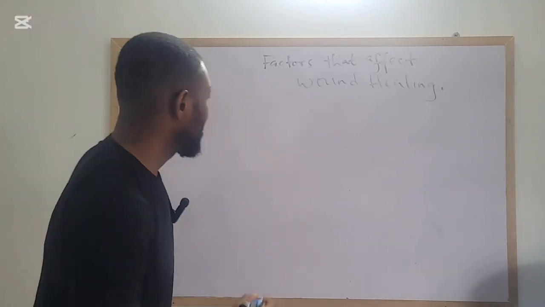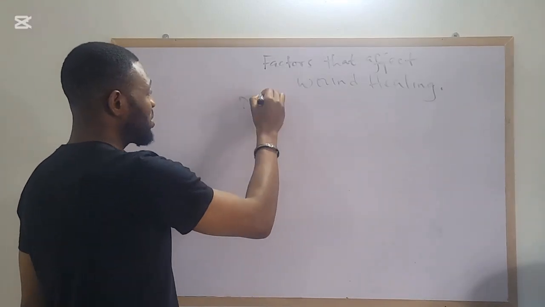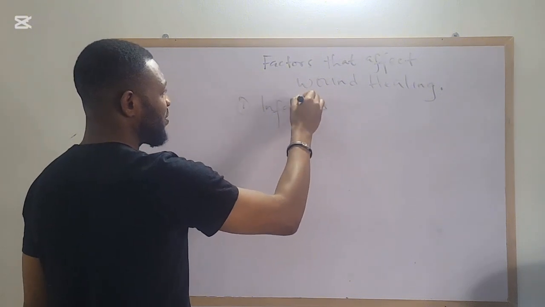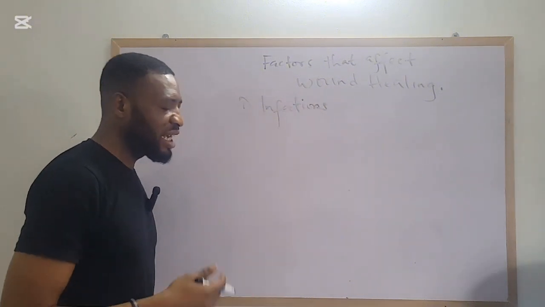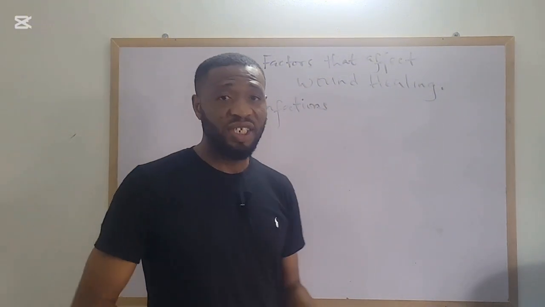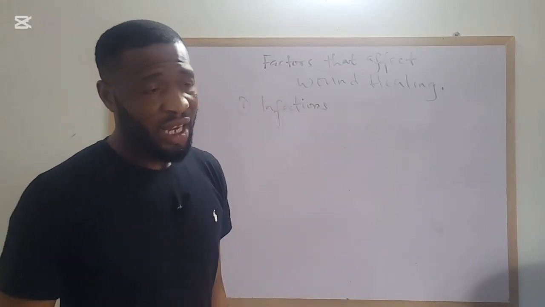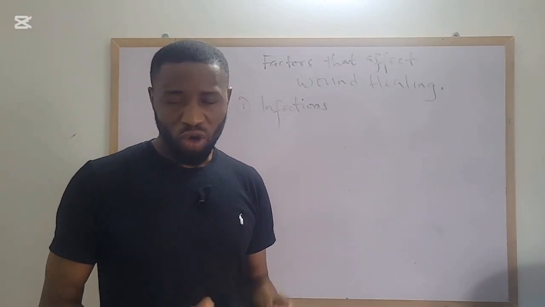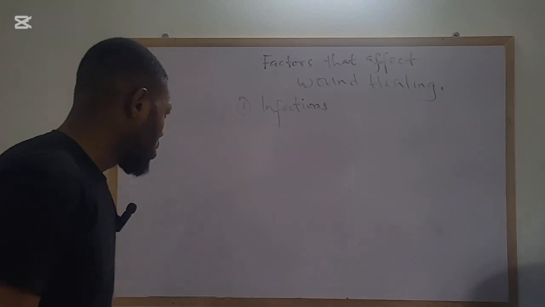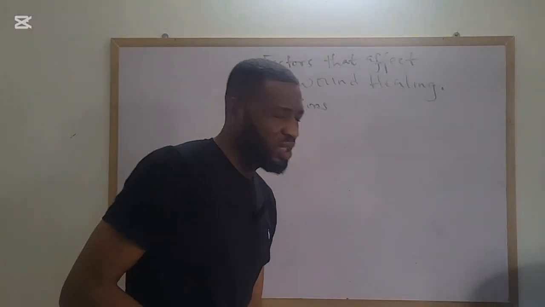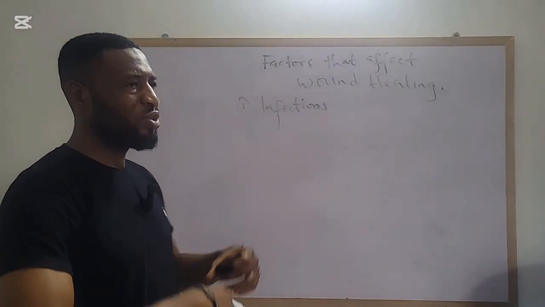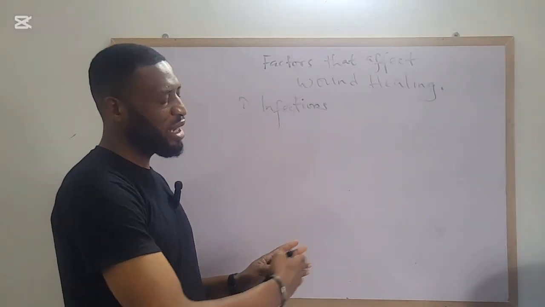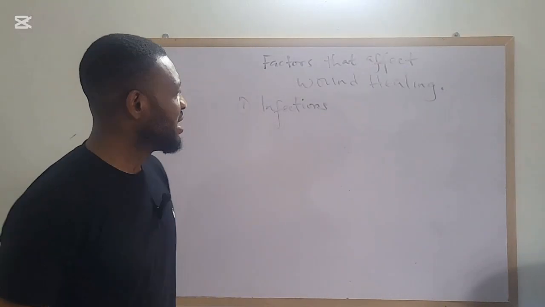One of the things that can affect wound healing includes infection. Infection will affect wound healing because, of course, the injurious agent is still there. And of course, that may not allow the process of wound healing to occur effectively. Infection prolongs inflammation and also continues to induce tissue damage. And so, of course, it will make wound healing to be delayed.